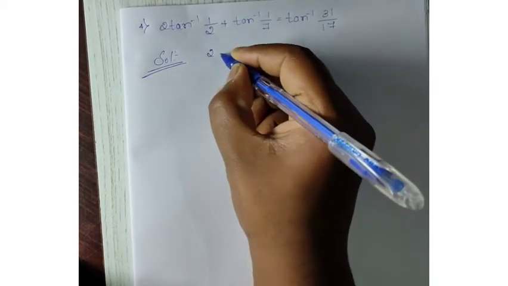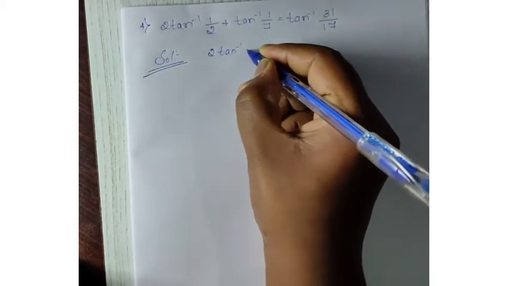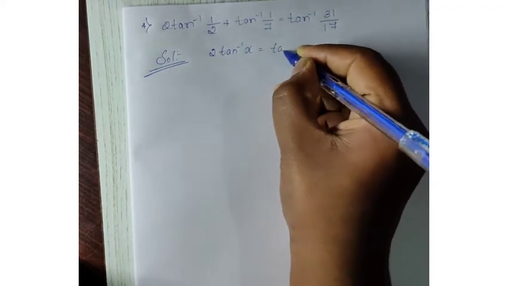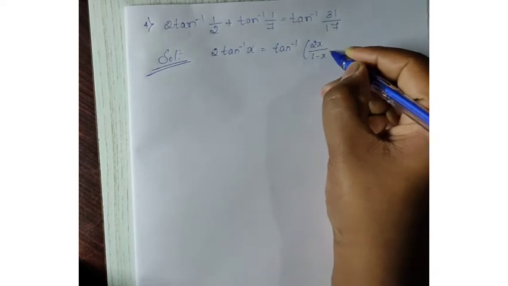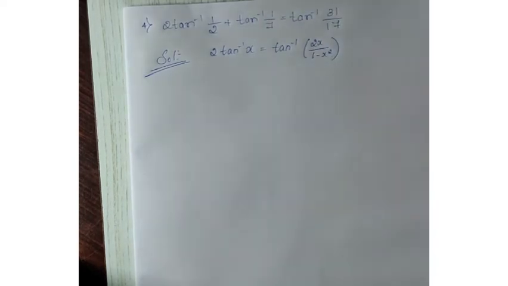So here first we calculate 2 tan inverse 1 by 2. So using a property that we have already studied in this lesson. If you observe 2 tan inverse 1 by 2, this looks similar to 2 tan inverse x, right? So what is 2 tan inverse x? 2 tan inverse x is tan inverse of 2x by 1 minus x square, right?